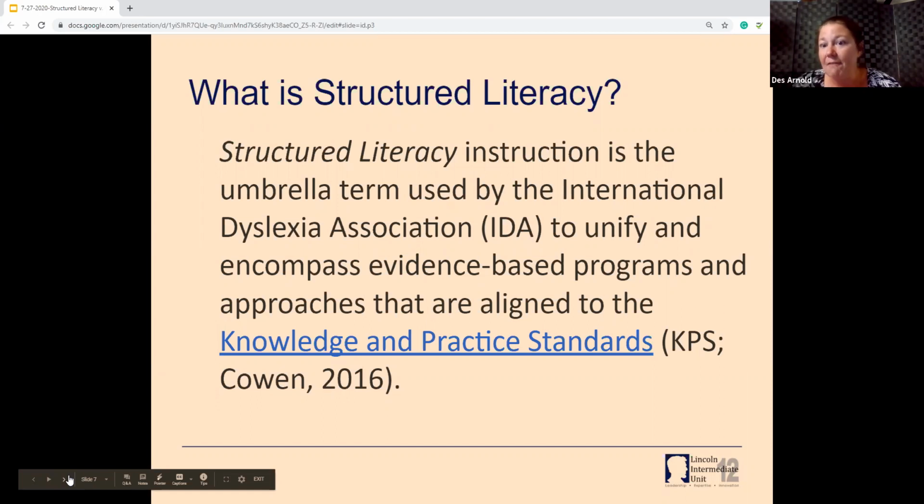In this definition, you can see a mention of knowledge and practice standards. The International Dyslexia Association defines the knowledge and practice standards as the knowledge and skills that all teachers of reading should possess to teach all students to read proficiently. Structured literacy approaches are effective at helping students with learning disabilities in the area of reading, such as dyslexia, in helping them learn to both read and write.